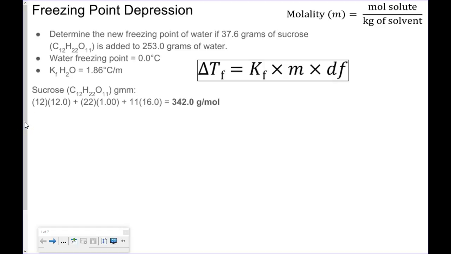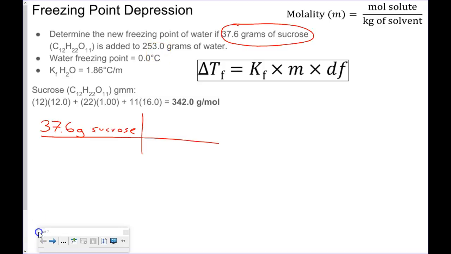Okay, we're going to practice some freezing point depression and boiling point elevation problems. First one, determine the new freezing point of water if 37.6 grams of glucose, that's a non-electrolyte, is added to 253 grams of water. First thing I need to do is take my 37.6 grams of sucrose and convert that into moles.